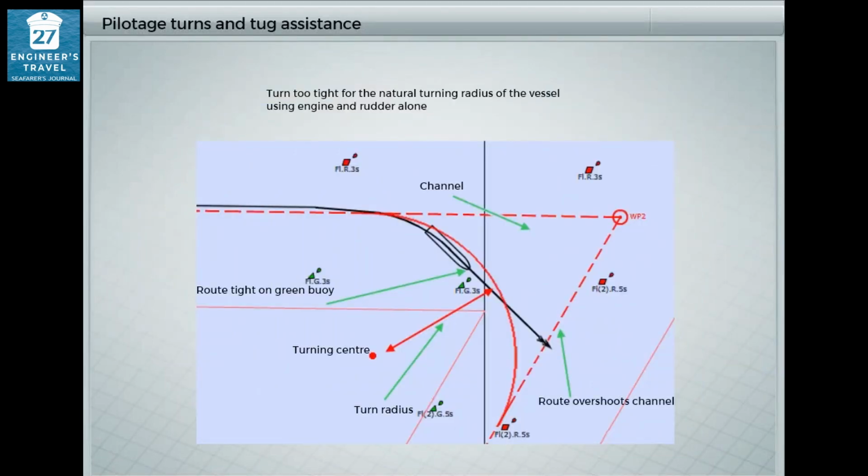It is possible that the natural turning radius of the vessel using the engine and rudder alone is too great for a tight turn, as illustrated. A vessel will use thrusters, tug assistance, or some other manoeuvre to make this turn. ECDIS may not allow a smaller turn radius setting, so it becomes impossible to reflect the route properly.